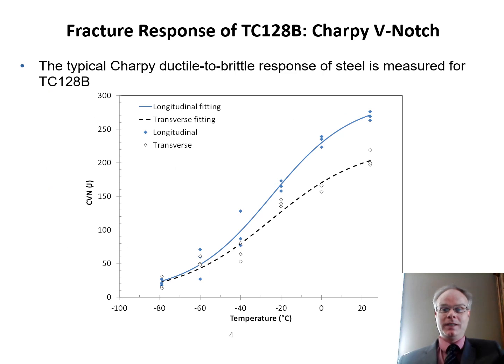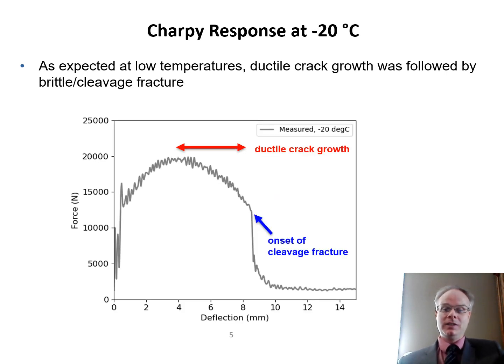So what we see with TC1288B is a pretty typical response for steel alloy, where we see the typical Charpy ductile-to-brittle response. At minus 80 degrees Celsius, it's pretty much brittle. And then we get a varying response, and by room temperature, it's pretty much ductile. And what we have to worry about in the FE model that we're developing is that we have to capture brittle fracture when it's preceded by ductile fracture. So all those intermediate temperatures, you have brittle fracture, but it's preceded by ductile fracture. And so we have to capture that in the model.